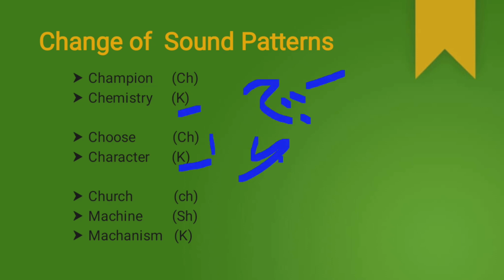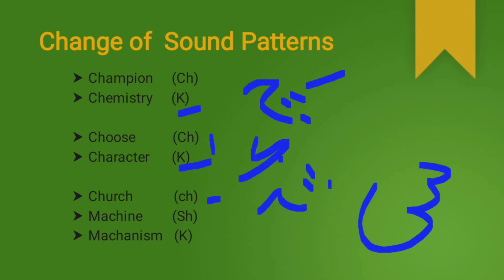Here notice how in church the same ch, but in chemistry k. In machine the same ch changes to the sound sh. The same ch changes in the word machine, the same ch sound. So this is the change of sound pattern. And the same ch in mechanism, the ch changes to the sound k.